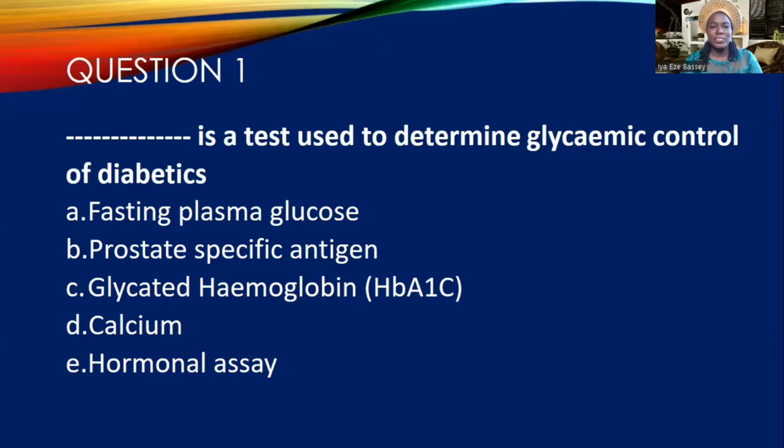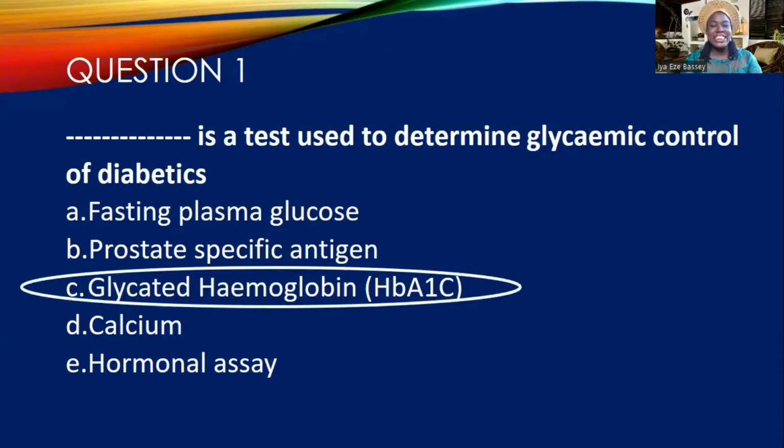So question 1. HbA1c is a test used to determine glycemic control of diabetics. A, fasting plasma glucose. B, prostate-specific antigen. C, glycated hemoglobin. D, calcium. And E, hormonal assay. So what do you think is the answer? This is very, very easy. If you said C, you are correct.